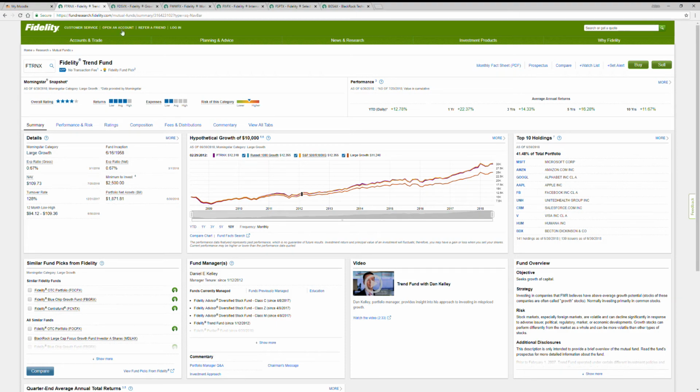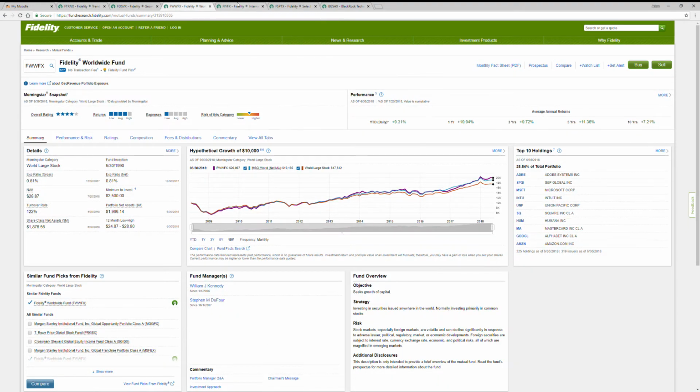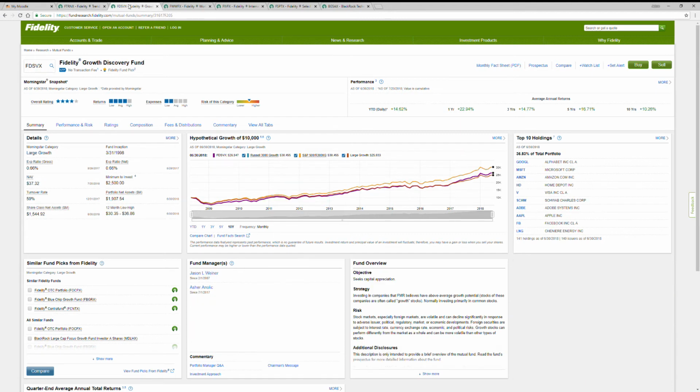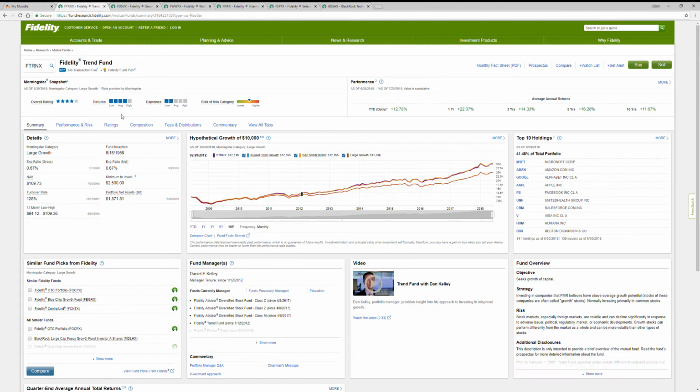Alright, for starters, I started with domestic funds, and then international, and then sector. For my domestic funds, I chose Fidelity Trend Fund and Fidelity Growth Discovery Fund. The first thing I looked at was honestly the turnover rate. I look at it as being too actively traded for a domestic fund, at least, so it's going to be really heavily taxed. It's kind of a Debbie Downer for me.